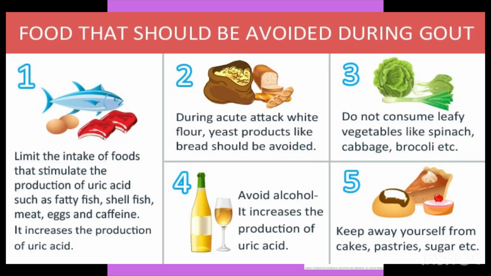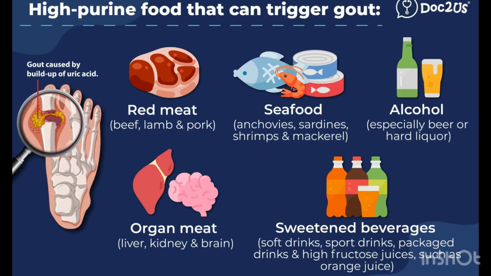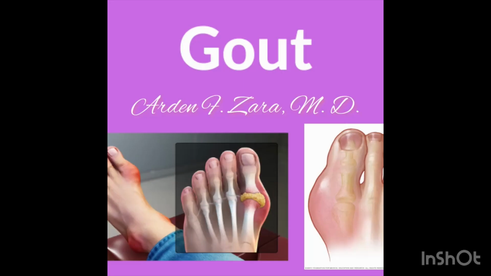3. Limit purine-rich foods. Foods high in purines can increase uric acid levels in the body. Limit or avoid consuming organ meats, seafood, such as sardines, mussels, and anchovies, red meat, and alcohol, particularly beer. 4. Include low-fat dairy products. Studies have shown that low-fat dairy products, such as skim milk and yogurt, may reduce the risk of gout. Include them in your diet.